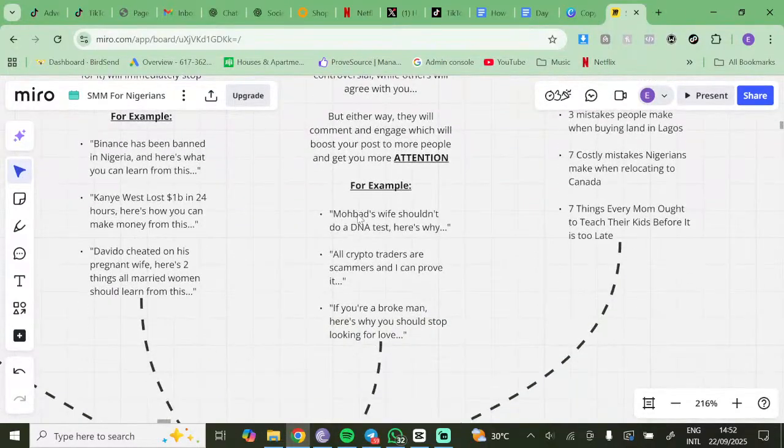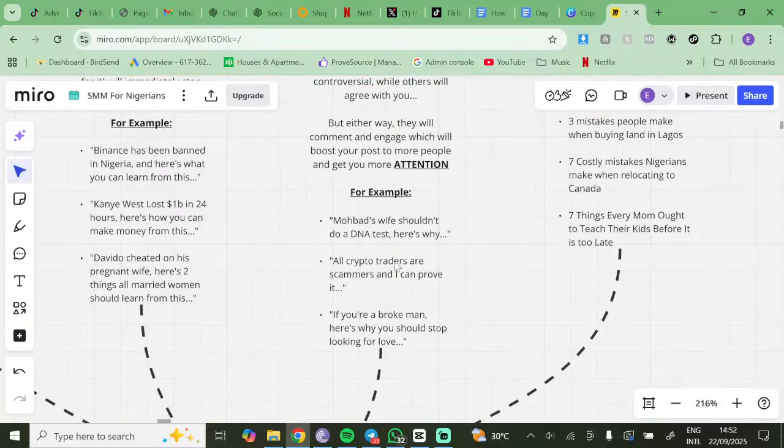So let me give you an example here of certain hooks. Now, something I want to say before I give you these examples is you should always make sure that your hook for your content is related to your niche. Don't just go and say random stuff, okay? So let's say somebody is making content about relationships, let's say somebody is selling a digital product about how to find the perfect partner, how to find the perfect wife, or how to find the perfect husband. Then this hook right here might make sense, because if you say something like Mohbad's wife shouldn't do a DNA test and here's why, you will grab the attention of people who are interested in relationship topics, okay?